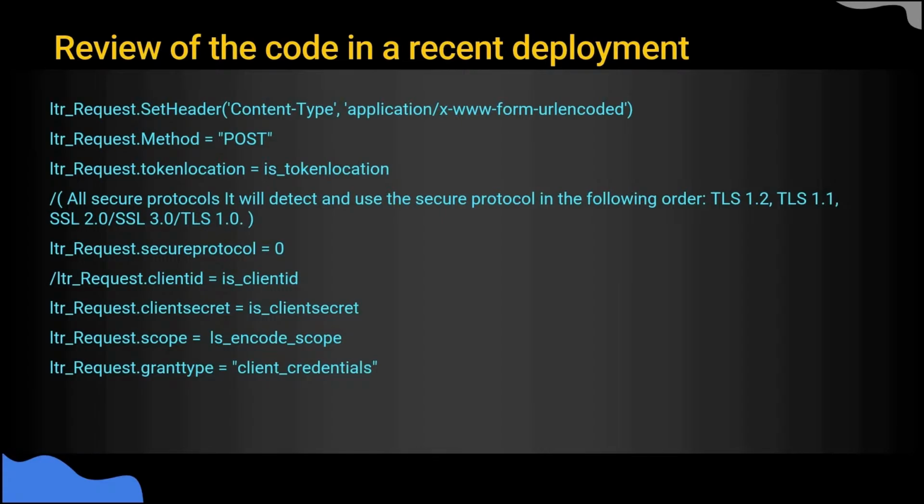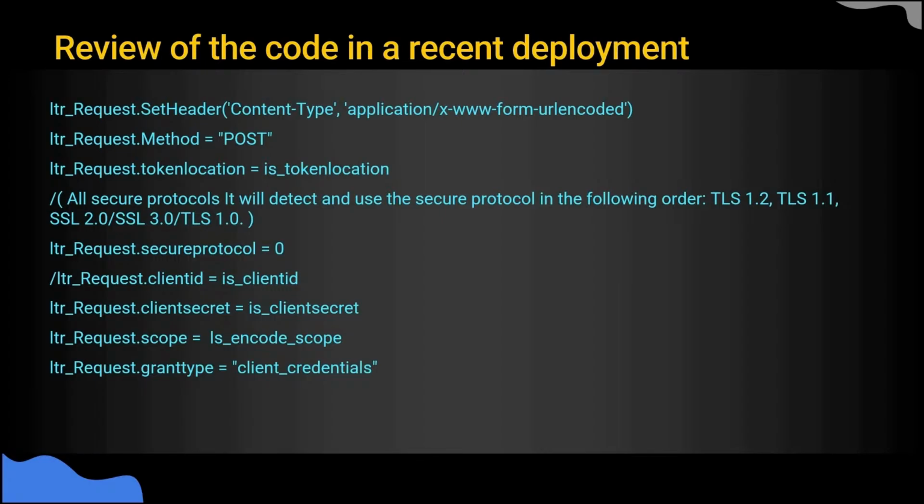Here first of all, we're doing a set header, which is actually a requirement for this to work. And then we're setting the method as post. You saw before you can use get or post. We're going to set it as post. And then we're using some of those instance variables that I showed you earlier to tell it what the token location is. And then the secure protocol is equal to 0.